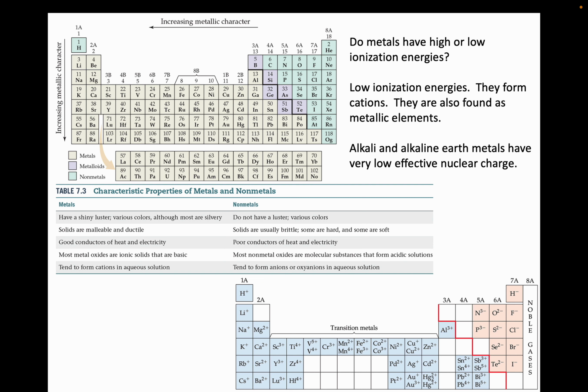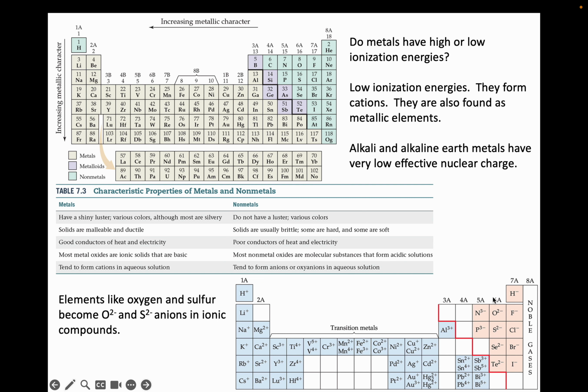We've seen they form cations, and we'll also learn how they can be found in nature as metallic elements. Alkali and alkaline earths, they're in our first two columns here. They have very low effective nuclear charges, so that's a reason that we can explain why they would have low ionization energies.